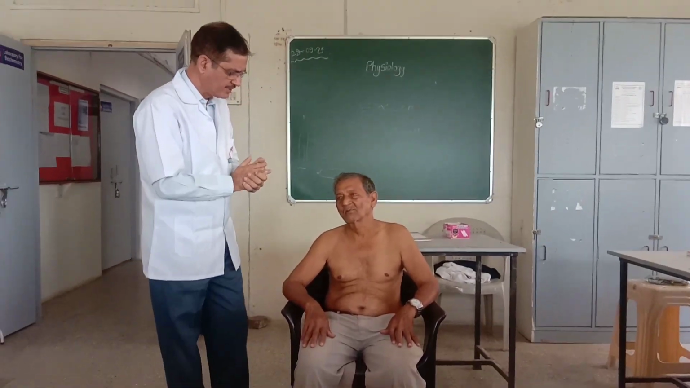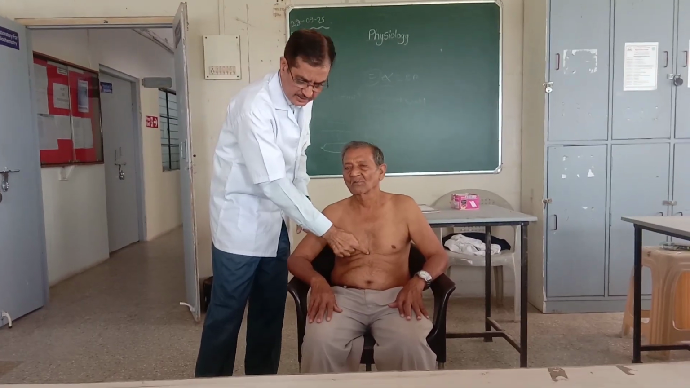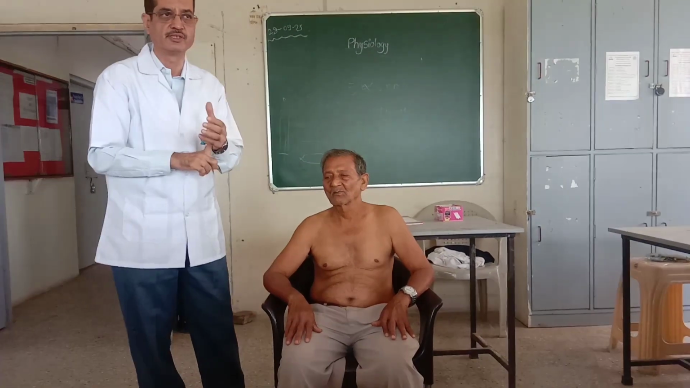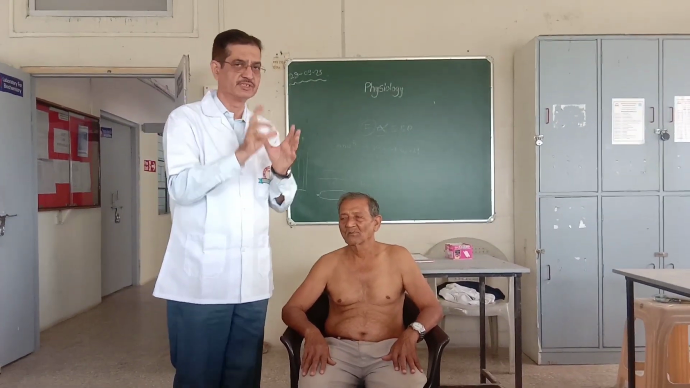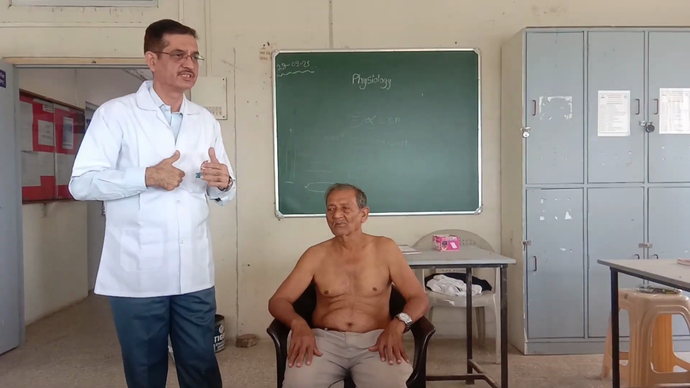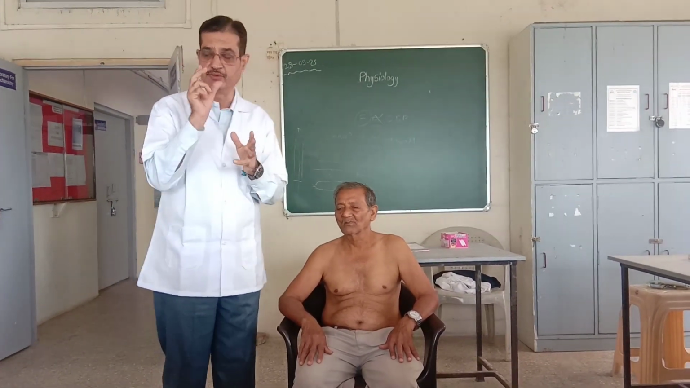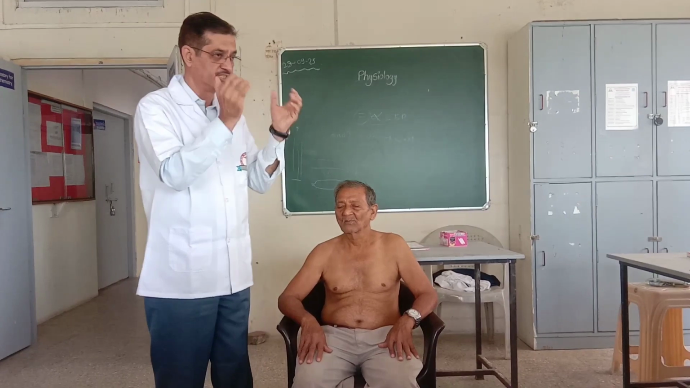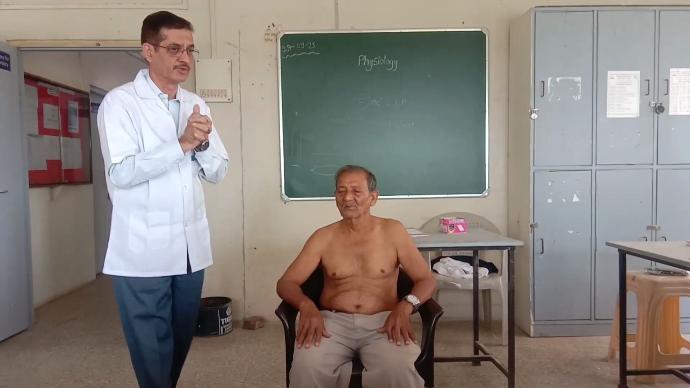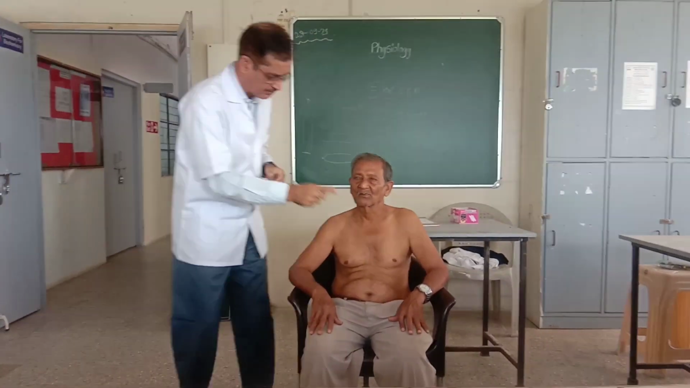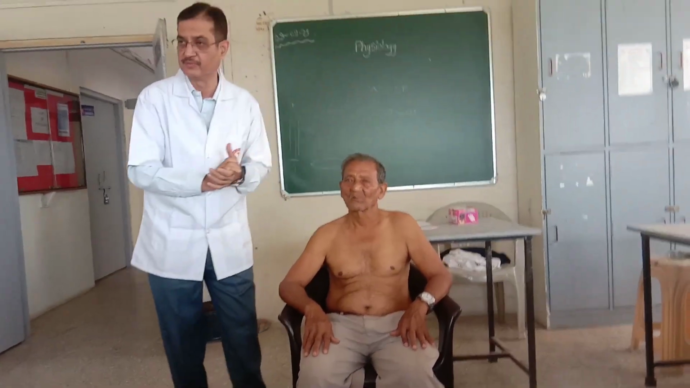One more area to be seen is the epigastric region. This region we have to observe in thin persons. Again, aortic pulsations are seen, but you also have to observe for aneurysm, aortic aneurysm. The bulging is seen in case of aortic aneurysm in the epigastric region.